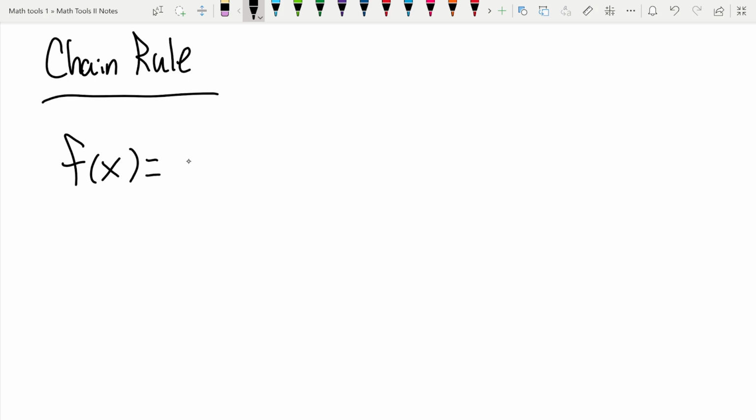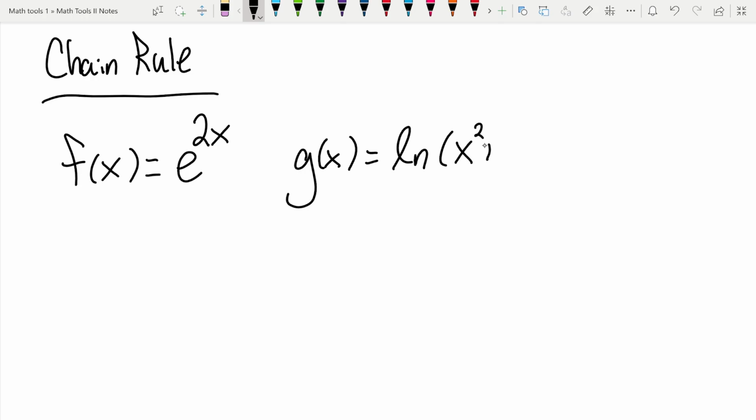composition functions. So something like e to the 2x, for example, or maybe the natural log of x squared plus 1, or maybe the square root of 3x squared plus 1. All of these functions we could write as the composition of two functions.